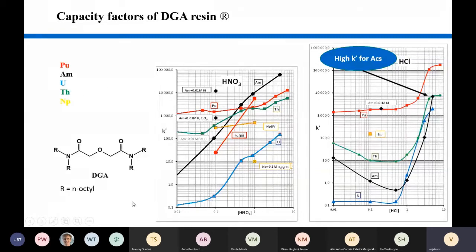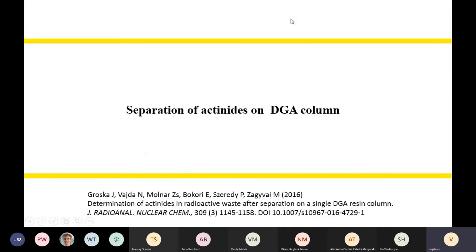And here you can see the capacity factors known from the literature as a function of nitric acid and hydrochloric acid concentration. The unique property of DGA resin is that it has high distribution ratios for all actinides from high nitric concentration and especially from high hydrochloric concentration. And it is very unique that it can retain americium, and no other actinides can do the same.